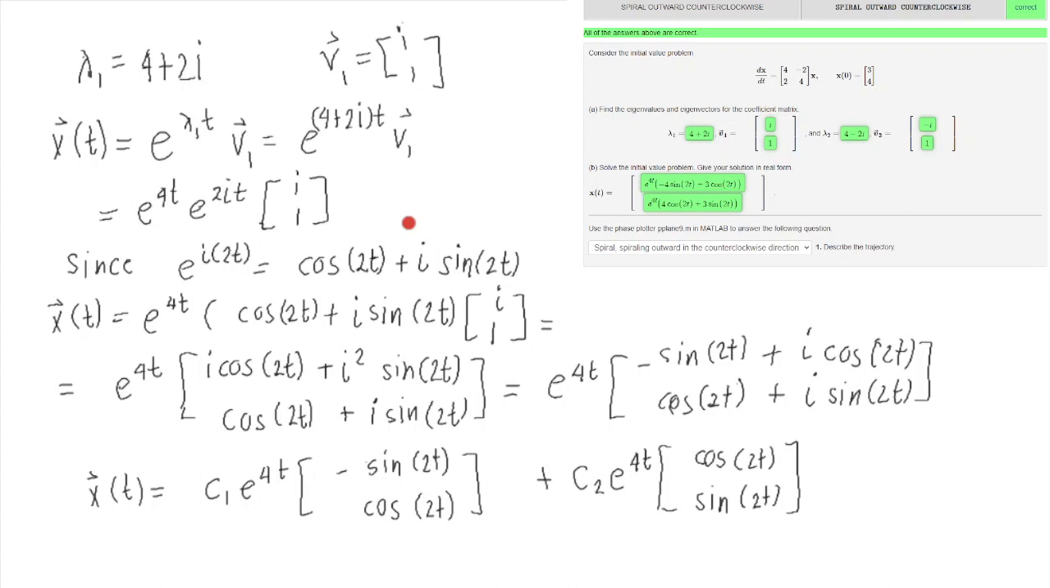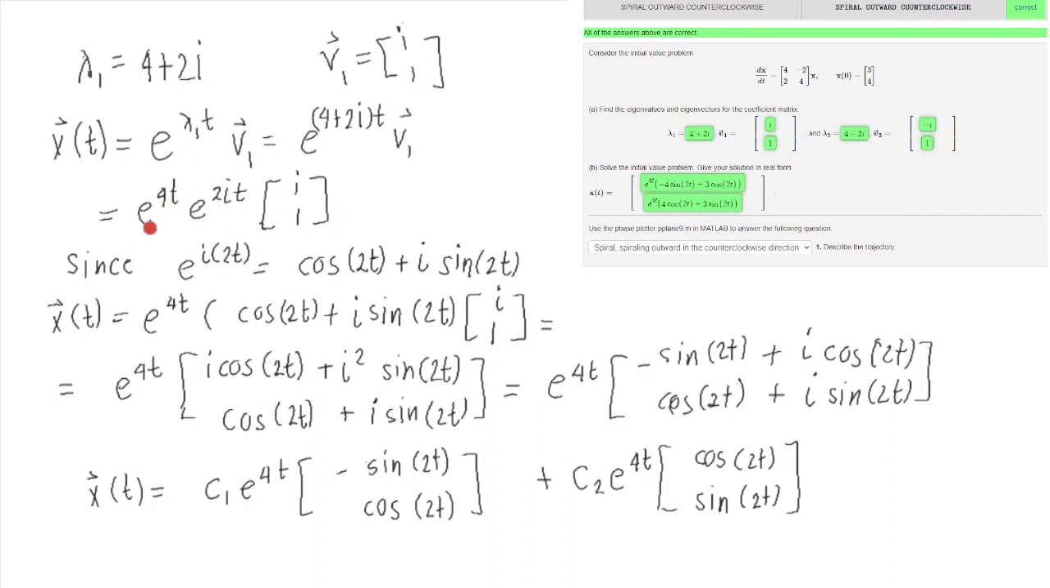Now to solve for the solution, you can use just one eigenvalue, and let's use eigenvalue 1. Lambda 1 is equal to 4 plus 2i, and let's use our eigenvector (i, 1) and substitute that into our solution. X of t is equal to e to the lambda 1 t times v1 hat. Our v1 is our eigenvector, this one, and our lambda 1 is our eigenvalue. Now we substitute this 4 plus 2i here.